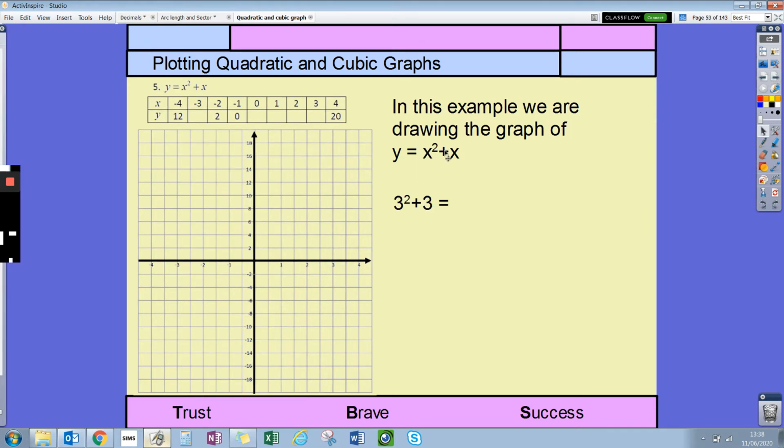Another example here, we're going to draw the graph of y equals x squared plus x. So that means we're going to use these values here, and we're going to square them, and then we're going to add them back on again. So here, if we look, 4 squared is 16, plus 4 is 20. We're going to work with the positives and then move into the negatives where we feel more confident. So 3 squared plus x, which is 3 in this instance. 3 squared is 9, plus 3 is 12.